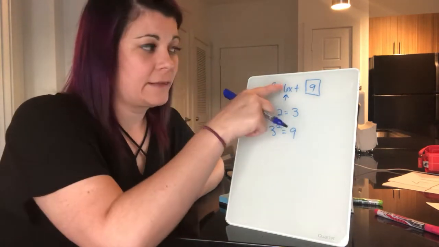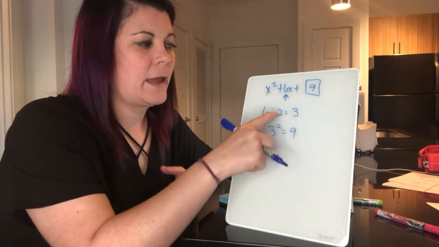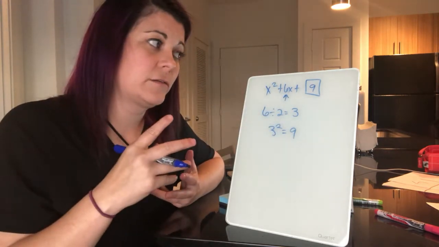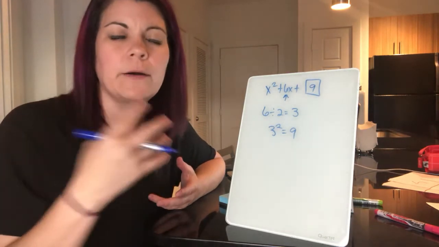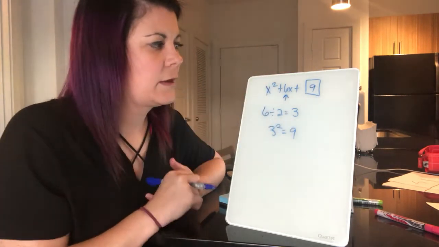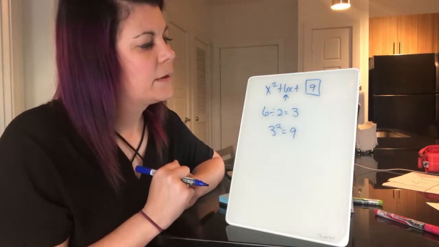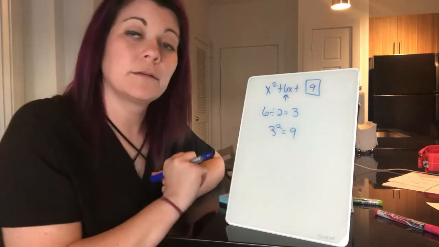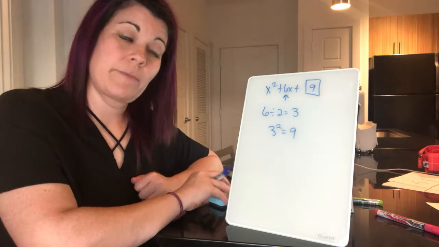So again, take the middle term, the one that has the coefficient in front of the x or the y or something that only has an exponent of 1. 6 divided by 2 is 3, and then square that and you get 9. That is your magic number.